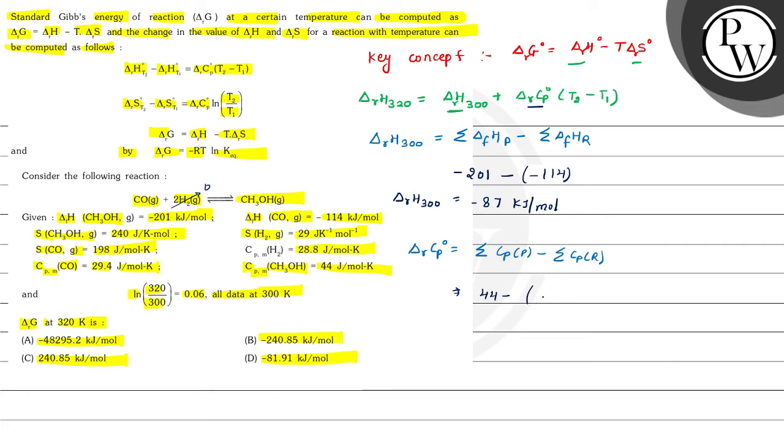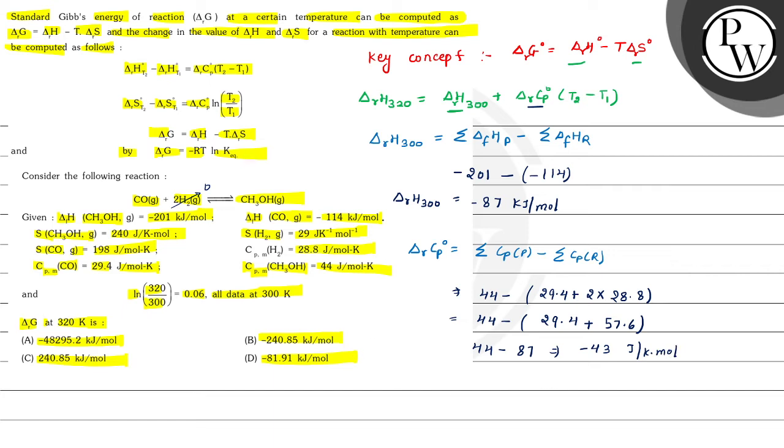For CO the value is 29.4, and for H2 there are 2 present, so 2 multiplied by the value is 28.8. Now this equals 44 minus 29.4, here it is plus because we are adding this, plus 57.6. So 44 minus 87 equals minus 43. This is in joule per Kelvin per mole.